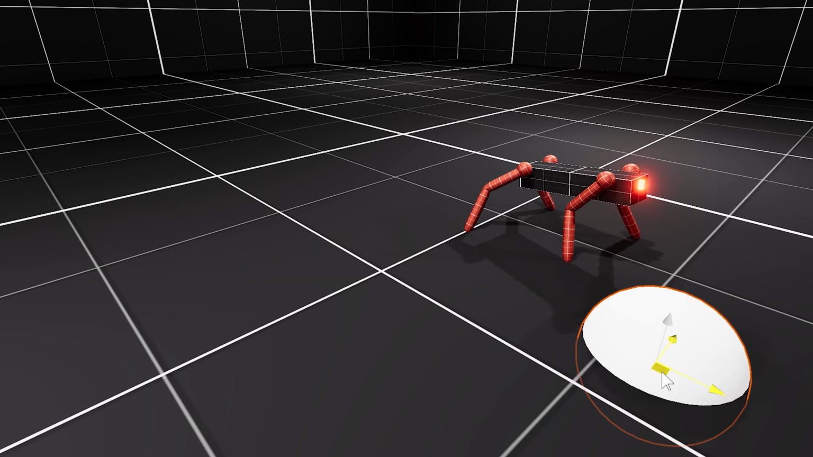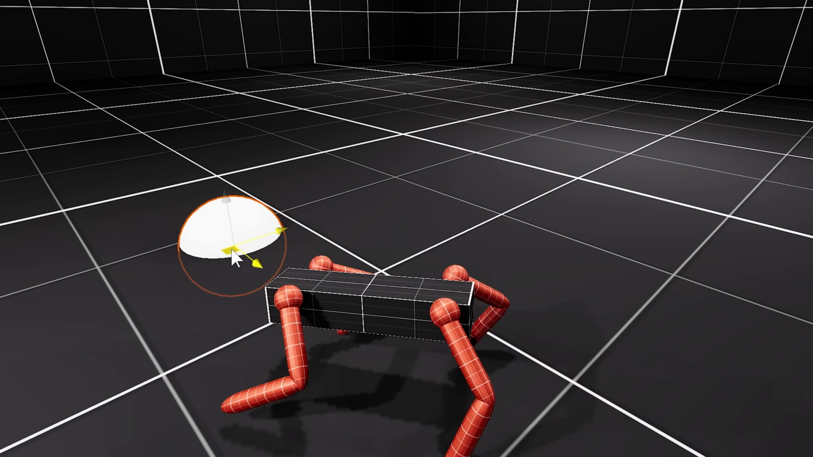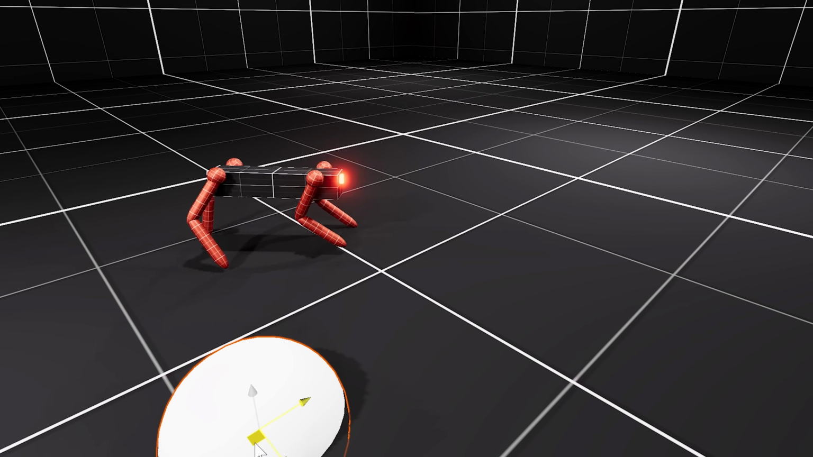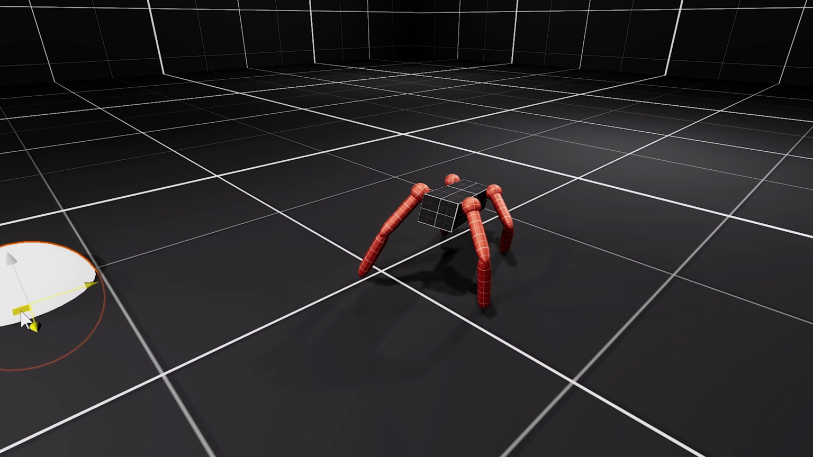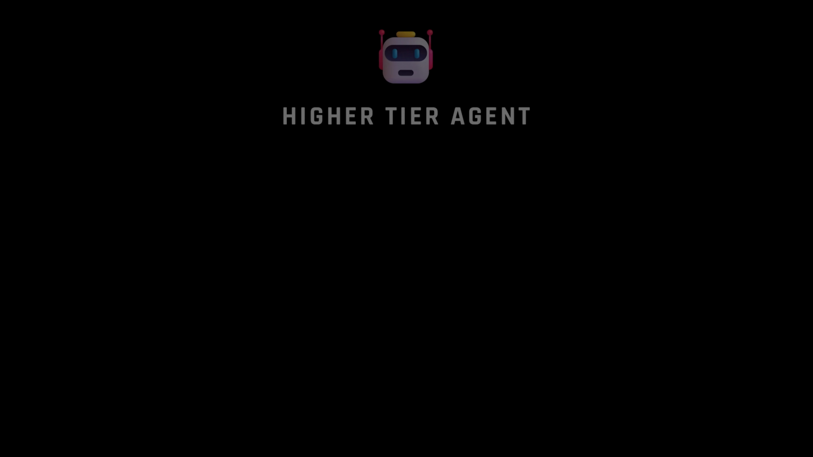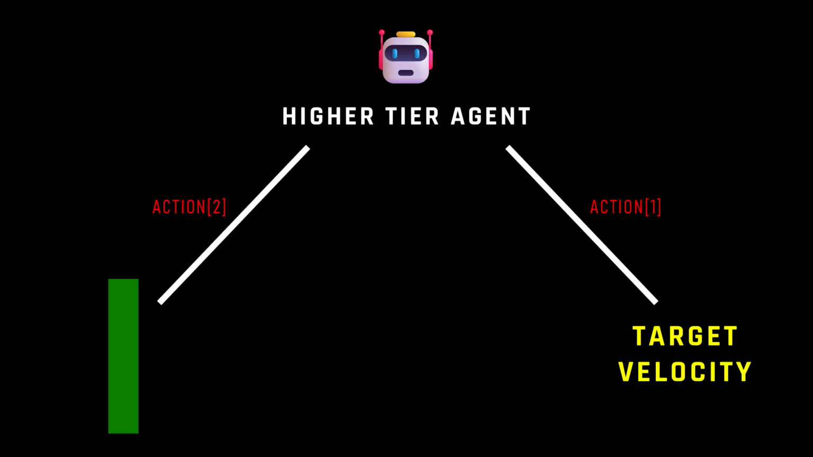This is me controlling the position of the target. The target itself can be replaced by anything, as the shape doesn't really matter. I can also adjust the target velocity manually. This makes me wonder, what if we train a separate AI to control these values?